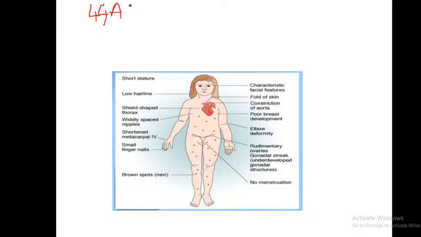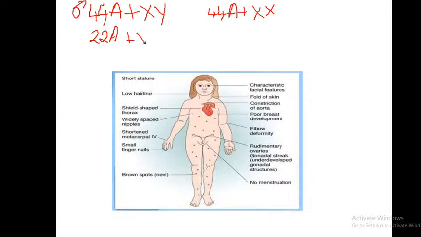44 autosomes plus XY. This is the male parent. 44 autosomes plus XX. This is a female. If non-disjunction occurs, the two types of gametes formed can be 22 autosomes plus X, and this can be one gamete. Another gamete is 22 autosomes plus Y. These are the two types of gametes which can be formed from this individual.